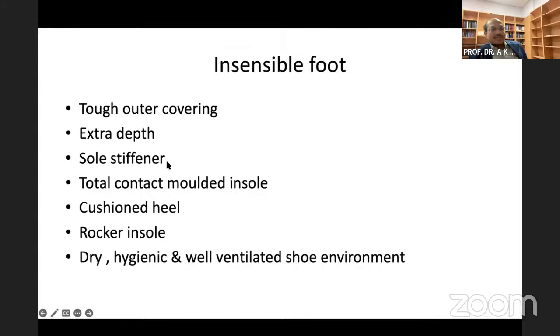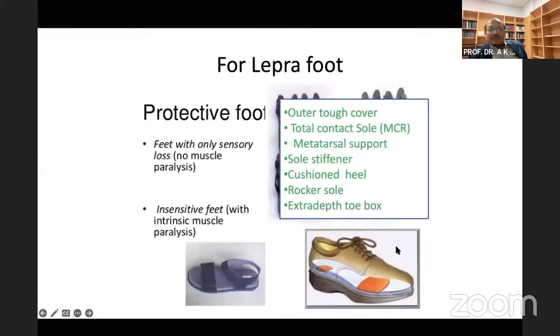Sole stiffener, what is the function? Again, it is already discussed. Total contact molded sole distributes the pressure evenly in all parts of the sole, all parts of the skin, to reduce the stress, as stress is described by force per unit area. And next is the cushioned heel, rocker insole, function already described. There might be some vent, so that the foot becomes dry, hygienic, and well ventilated. In this manner, for the leprosy foot, this sort of open chappal or this sort of footwear can be used.